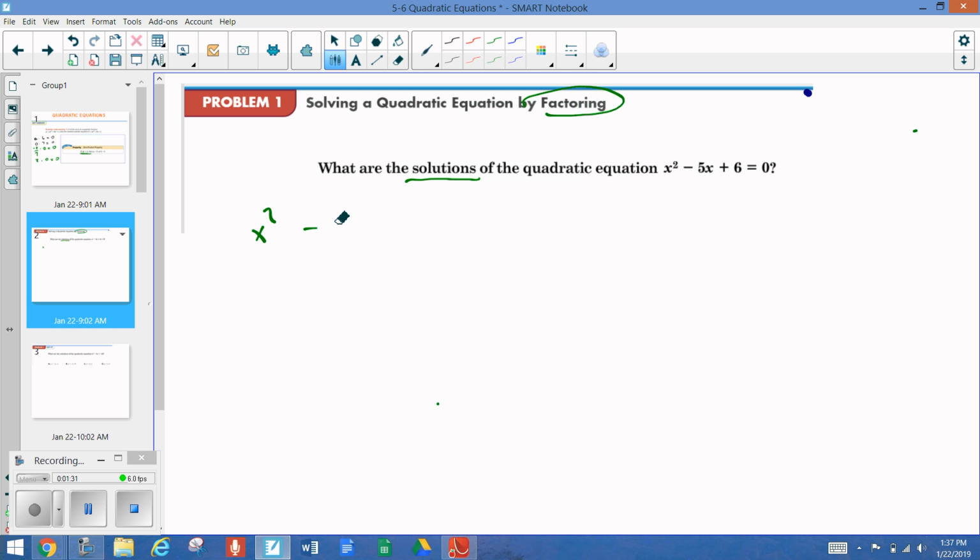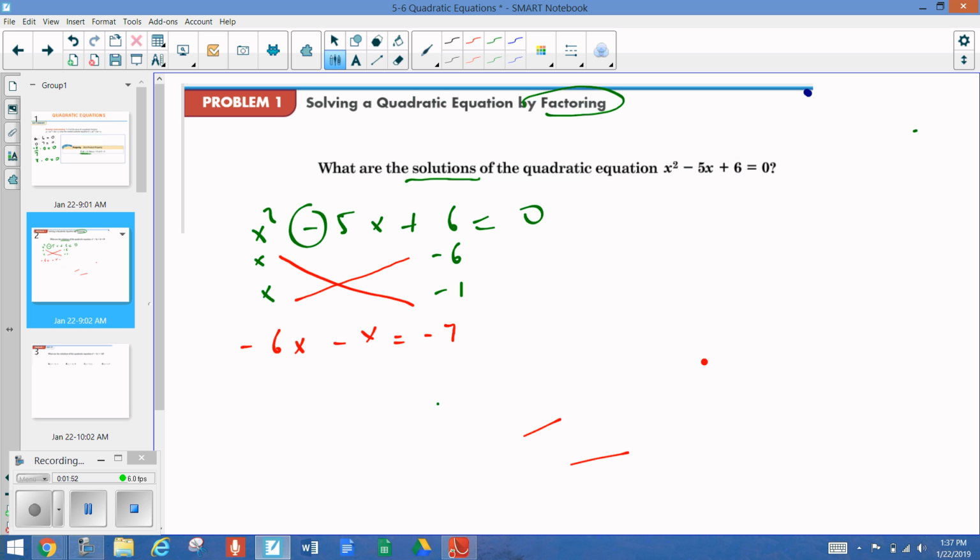x squared minus 5x plus 6 equals 0. What are the factors of 6? Let's try 6 and 1. Since the middle term is negative, use negatives. Negative times negative is positive, so far so good. Then we double check: multiplying across, negative 6x minus x equals negative 7x, and I couldn't get the middle term. So is that wrong? What should I do? It didn't work.